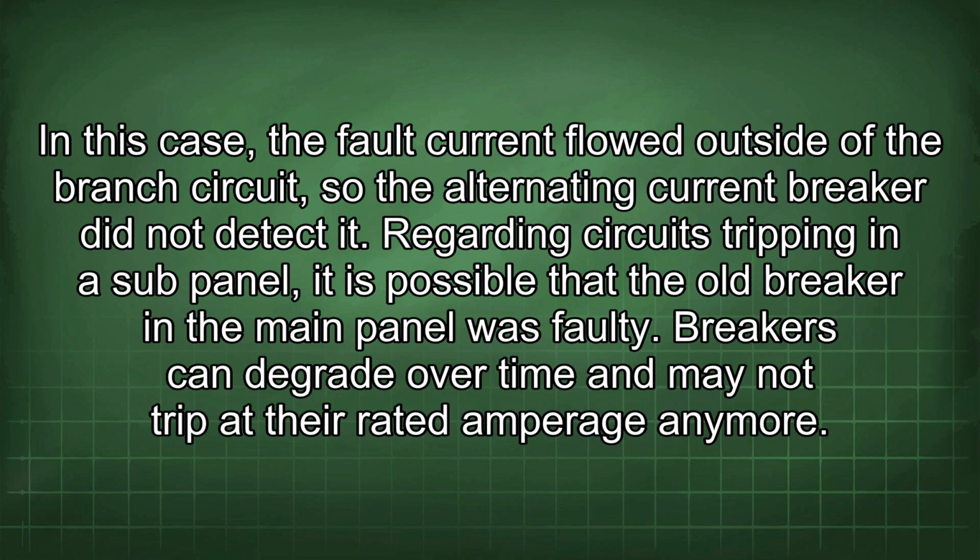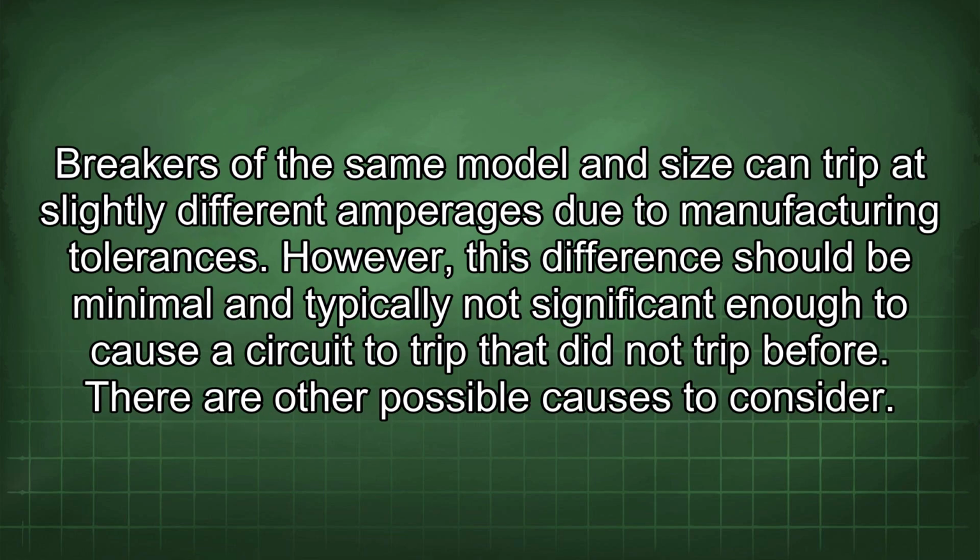it. Regarding circuits tripping in a sub-panel, it is possible that the breaker in the main panel was faulty. Breakers can degrade over time and may not trip at their rated amperage anymore. Breakers of the same model and size can trip at slightly different amperages due to manufacturing tolerances. However, this difference should be minimal and typically not significant enough to cause a circuit to trip that did not trip before. There are other possible causes to consider.